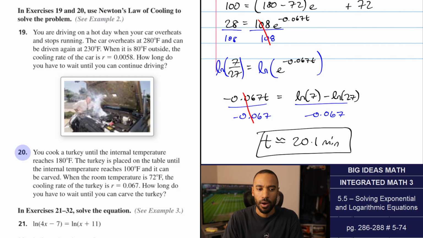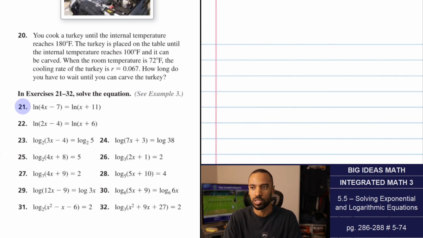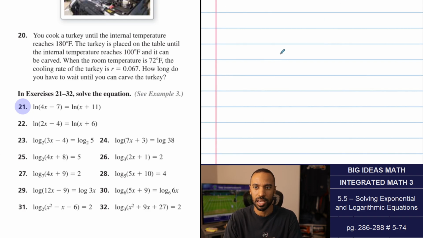I'm feeling it. All right, let's go to numbers 21 to 32 where we solve the equation. These are not exponential equations, but logarithmic equations. So we kind of do the opposite of what was there before. Not opposite, but get the logs by themselves, match the bases of the logs, that kind of stuff, and then we can set the insides equal to each other.